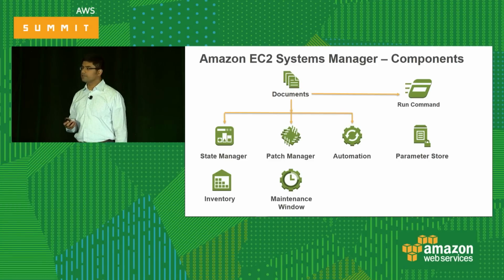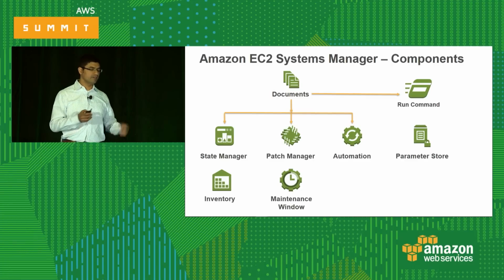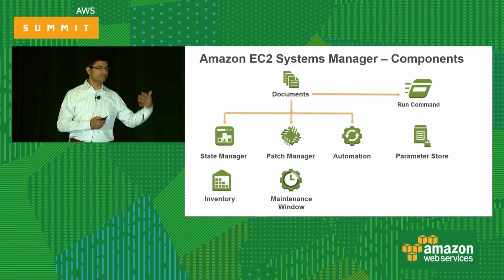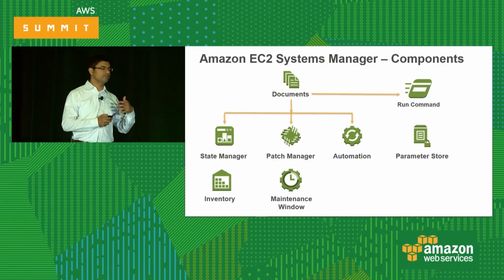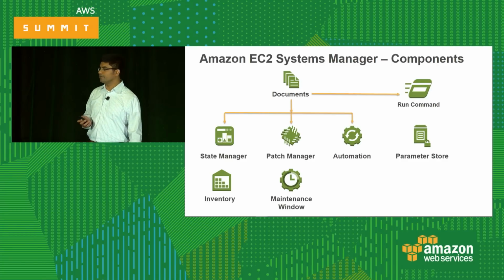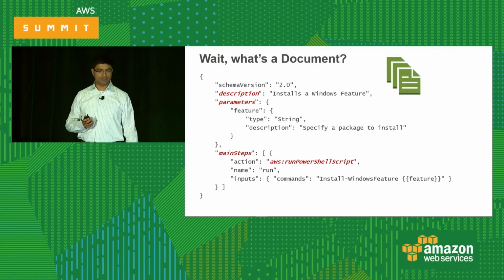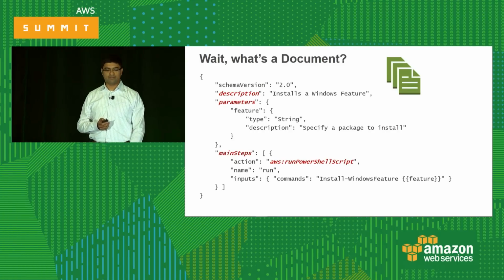And there are 3 other services that are auxiliary: Parameter Store, which lets you store parameters; Inventory, which lets you get a full inventory of software; and Maintenance Window, as the name suggests, lets you define maintenance windows and execute them on your schedule. So you might be thinking, what's a document really? So let's look at an example. A document is a JSON document, like we said. This is an example of a document which you can deliver and have executed.